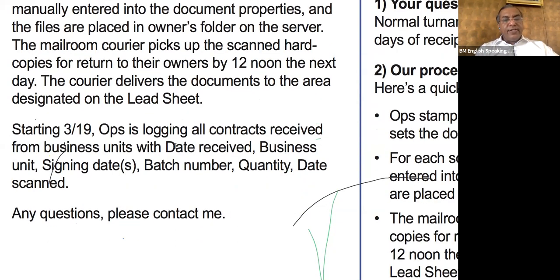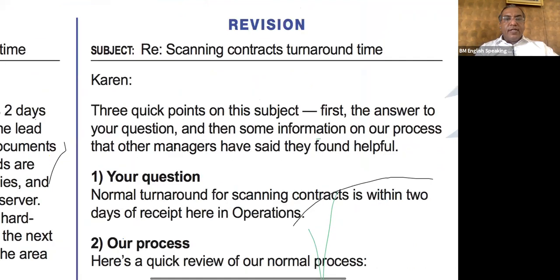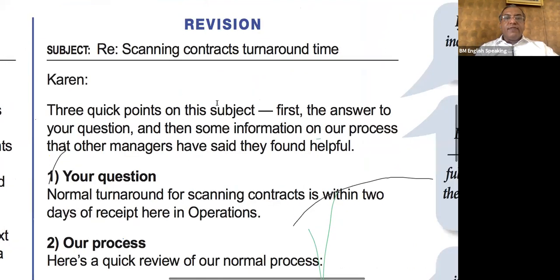Starting 319, Ops is logging all contracts received from business units with date received, business unit, signing dates, batch number, quantity, date scan. Any questions, please contact me. So this is an email, and this is the revised email.